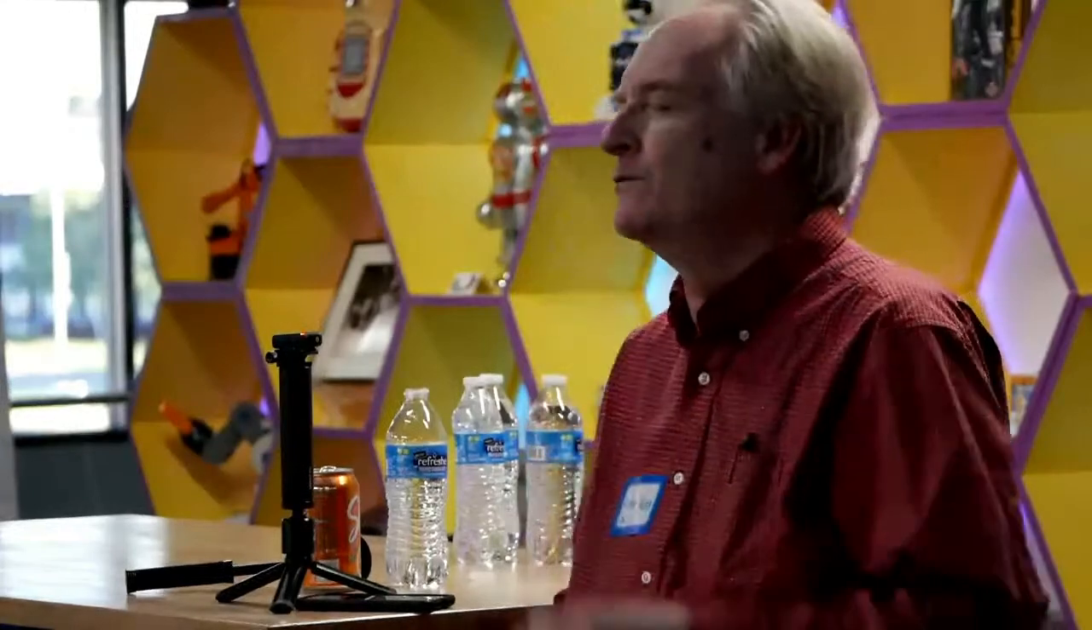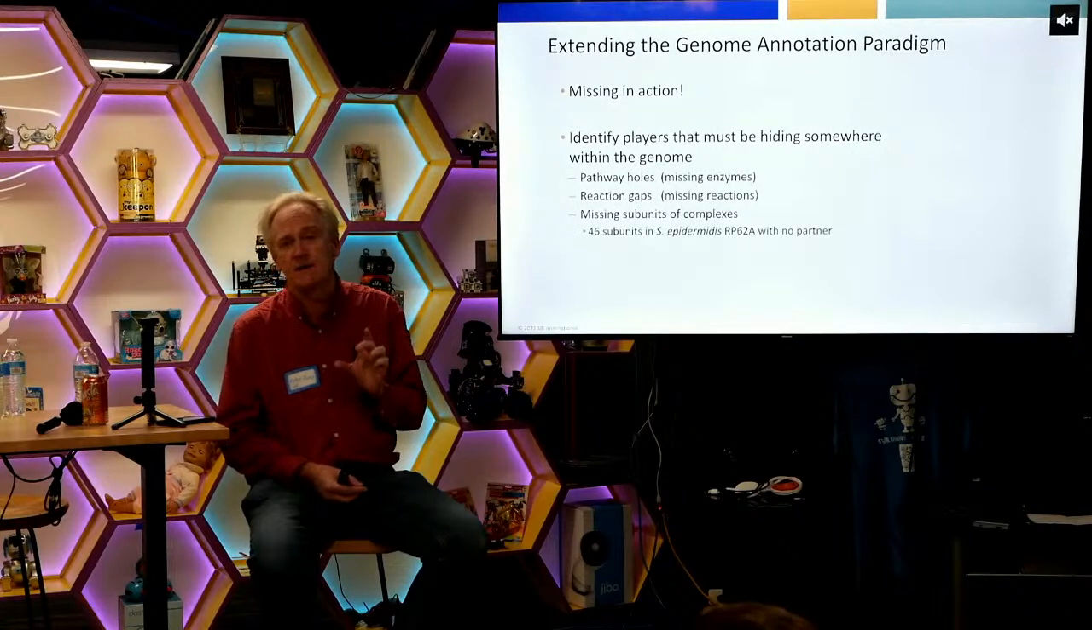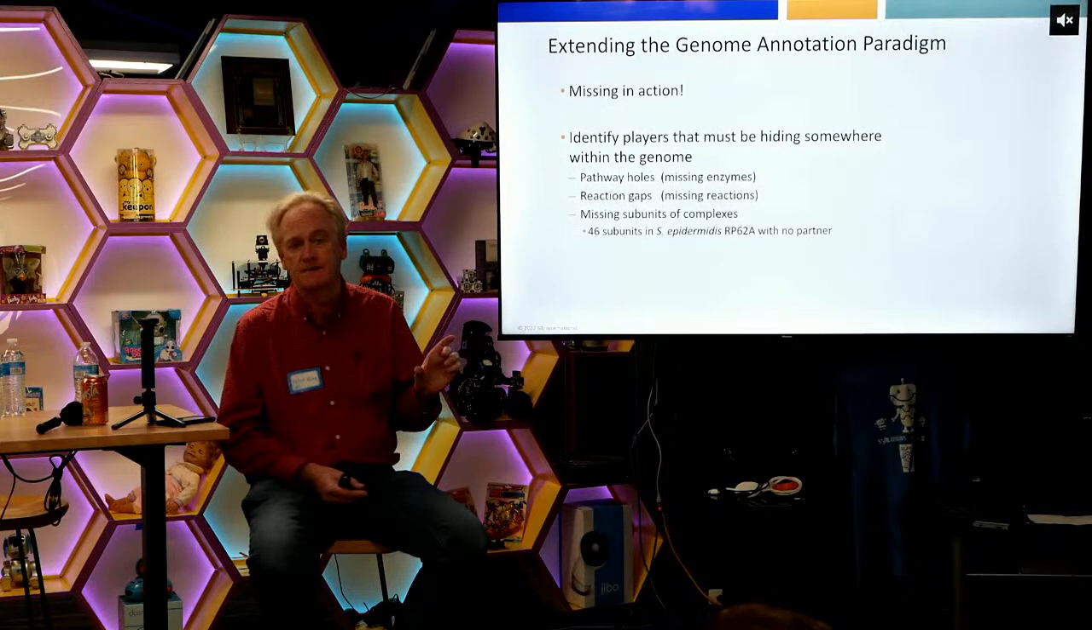So here's another way in which I think we've extended the genome annotation pipeline: to find genes that aren't in the genome, but should be, or what I'll call missing in action genes. Put another way, it's identifying genes, functions that have to be hiding somewhere within the genome. And we have three different ways of doing this. The first one is one of the slides I skipped. I think I mentioned the notion of pathway holes, or reactions within predicted metabolic pathways that have no enzyme assigned to them. And probably those enzymes are hiding somewhere in the genome.